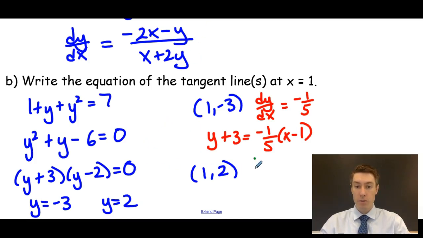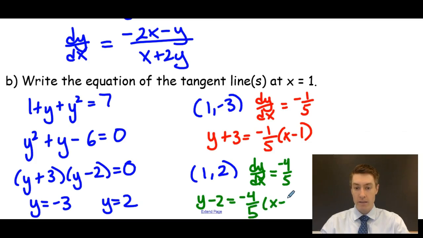And then we need to find the slope at the other point. So dy/dx is equal to, we have negative 2 minus 2, so negative 4, and then over 5, so negative 4/5. So y minus 2 equals negative 4/5 (x minus 1). Okay.